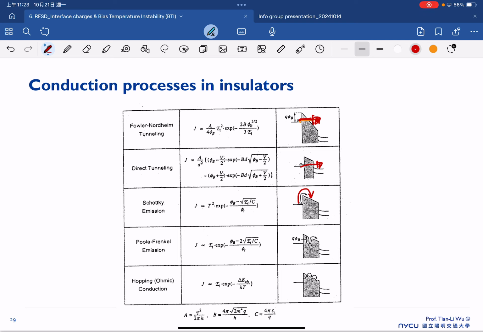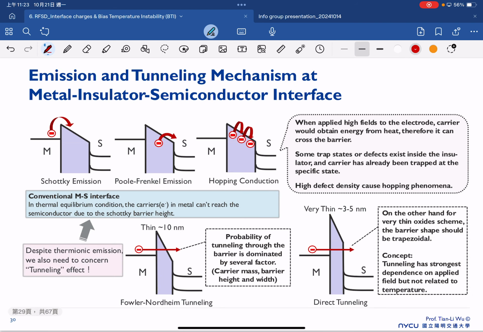We also have this Poole-Frenkel. That's because of the defects, the shallow traps inside the dielectric. And the last one is what we call the hopping conduction, because if we have too many defects, the electron can hop from one side to the other side. So this is some of the slide. Also, it's the same.